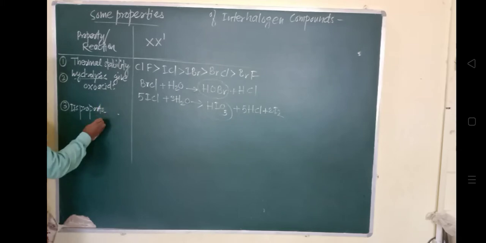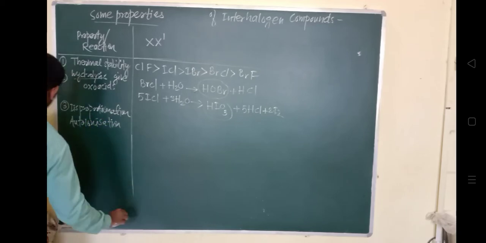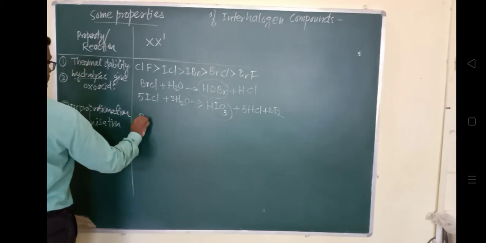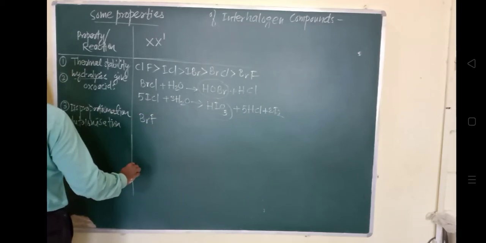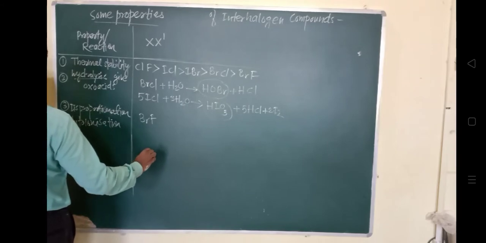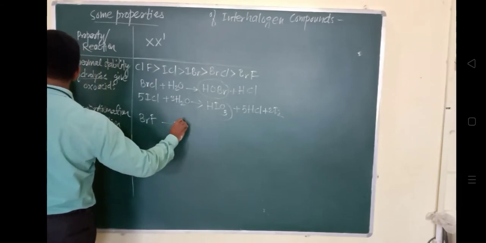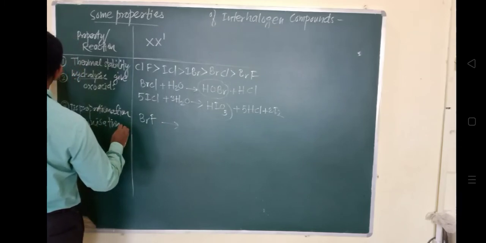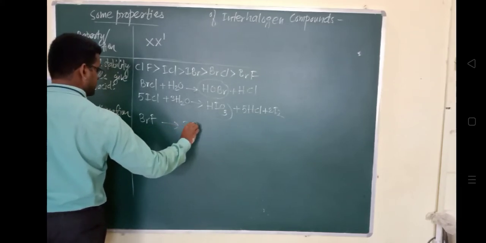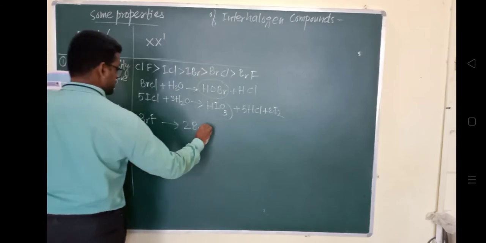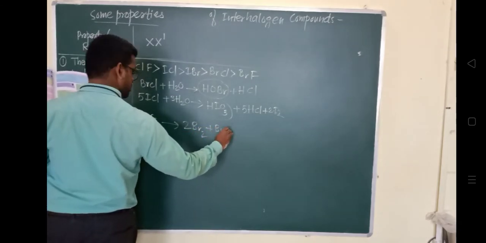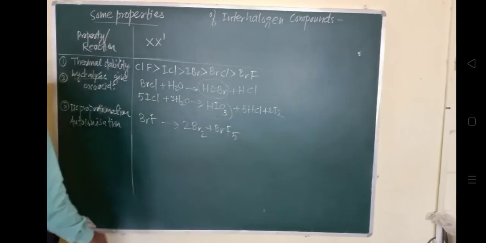So it is getting auto-ionized, okay, like this BrF is getting ionized like this. यहाँ पे 4 होना चाहिए. Okay, twice Br2 plus BrF5. Okay, so we'll have to balance this equation. So 4, 5. So it will be 5. Okay, 5BrF is getting disproportionated, auto-ionized like this.